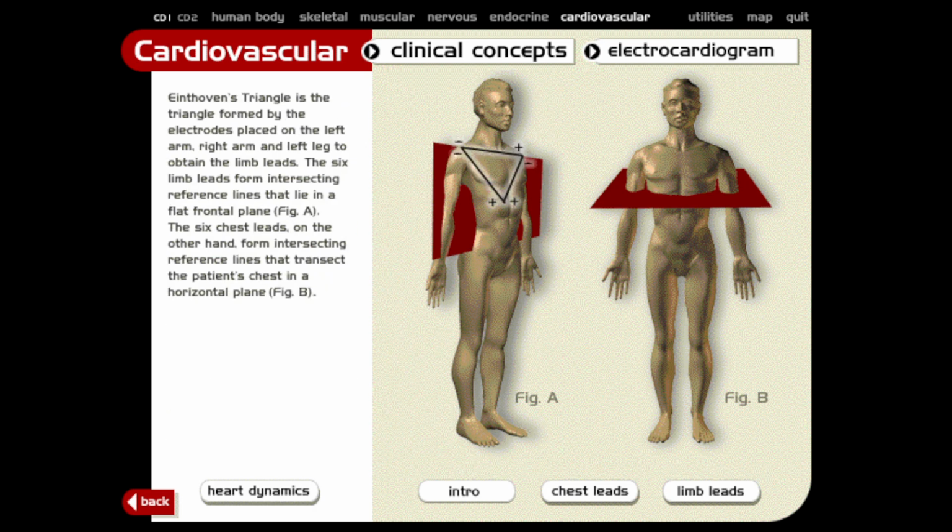Einthoven's triangle is the triangle formed by the electrodes placed on the left arm, right arm, and left leg to obtain the limb leads. The 6 limb leads form intersecting reference lines that lie in a flat frontal plane. The 6 chest leads, on the other hand, form intersecting reference lines that transect the patient's chest in a horizontal plane.